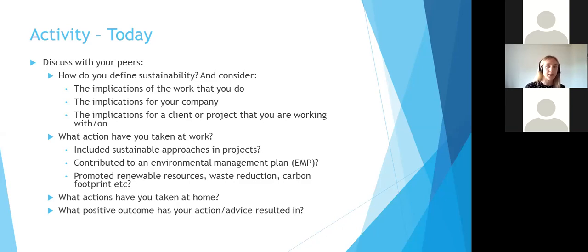The implications for your company of considering sustainability, the implications for a client or project that you're working with. And then what action have you personally taken at work? Have you included sustainable approaches in projects? Have you contributed to an environmental management plan? Have you promoted renewable resources, waste reduction, carbon footprint, etc.? And then moving on to the more personal side of things, what actions have you taken at home? And then for all of that together, what positive outcome has your action or advice resulted in?